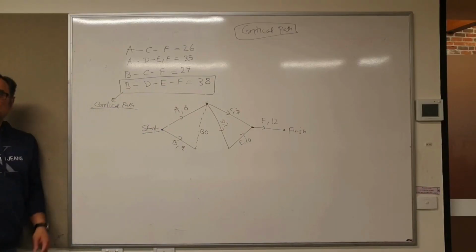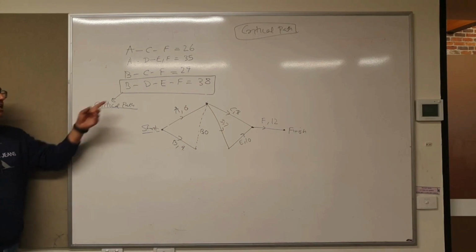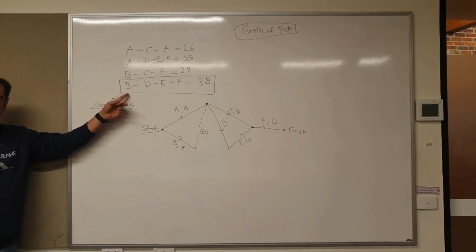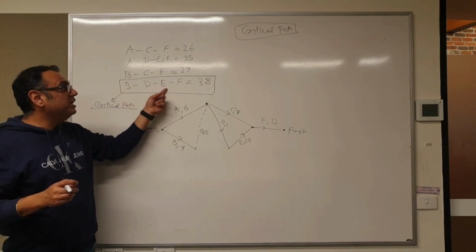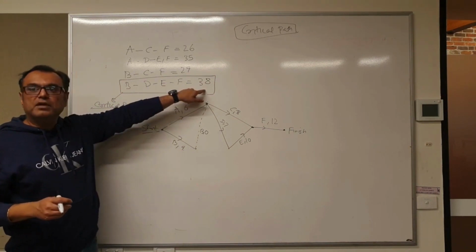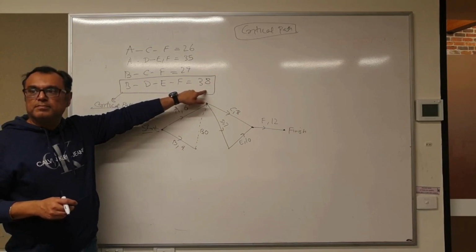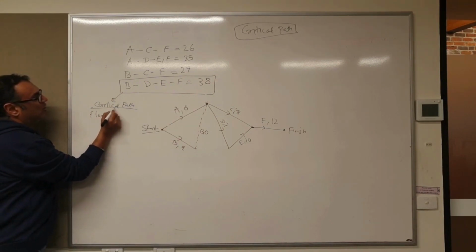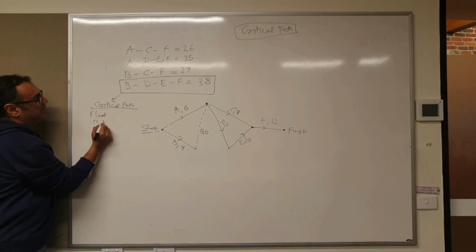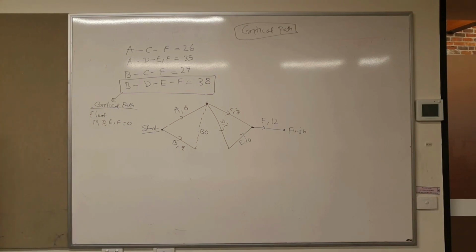Activities should be 0. You cannot delay them at all. It is just like eating the breakfast, right? Each activity is like eating the breakfast. The moment you delay on B or D or E or F, you've gone past 38 minutes, right? So float on all the activities of B, D, E and F is 0.